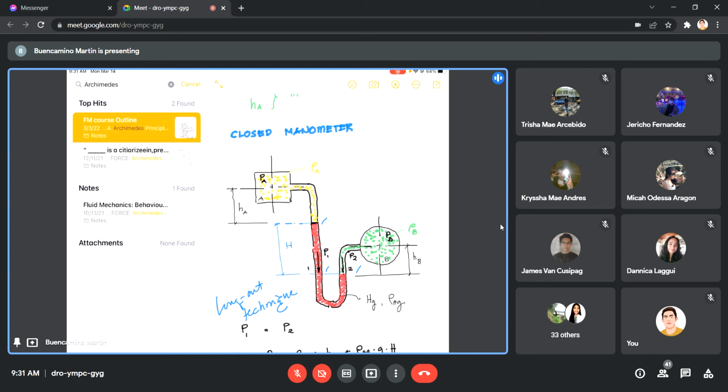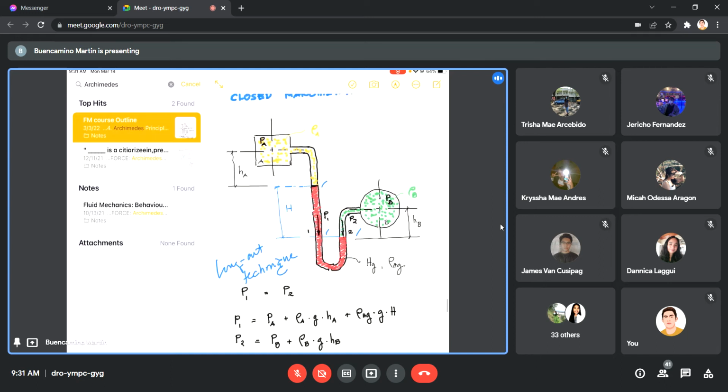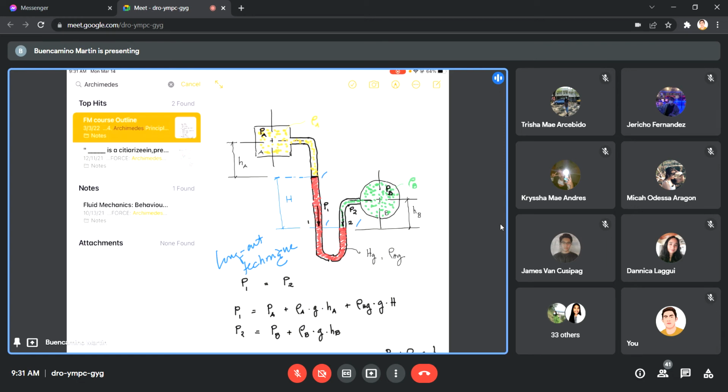So again, following the same line of thinking as we did earlier, we can see that P1 is equal to P2. We're going to arbitrarily choose 2 points that are of the same level. So we see 1 and 2 there. There is a pressure acting at this point, P1, and there is also a pressure acting at this point, P2. Since they're of the same level, it is assumed that they will also have the same pressure. Okay. So P1 is equal to P2.